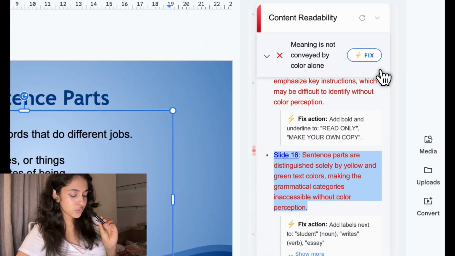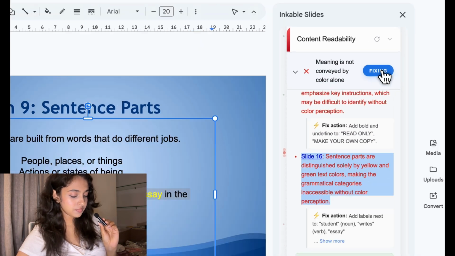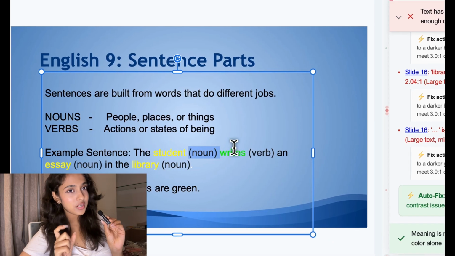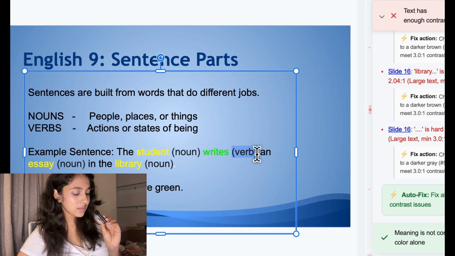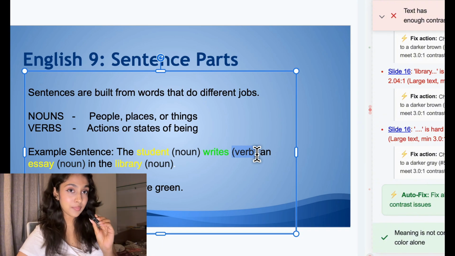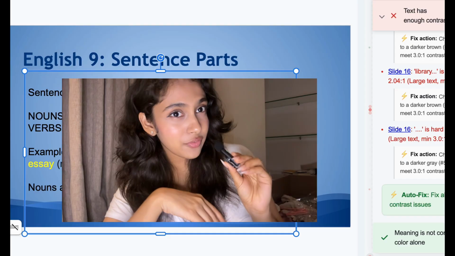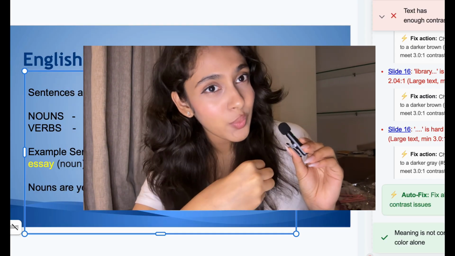So to fix this issue, you click on the Fix button right here, and then you can see next to yellow it's labeled as noun and next to green it's labeled as verb, which basically means that instead of relying only on color, Inkable Docs understands the meaning and intent behind the content and then applies those labels directly in the slide. With a quick review, the slide becomes accessible without requiring manual edits.